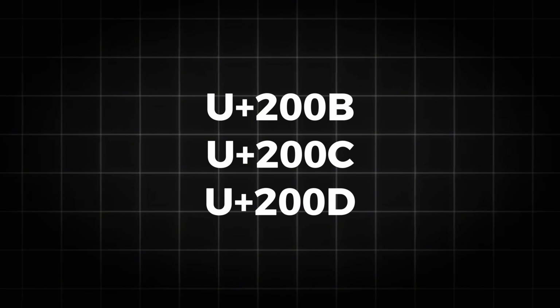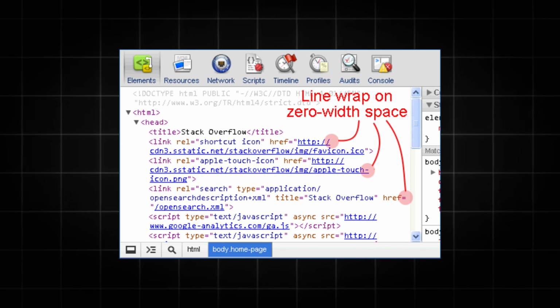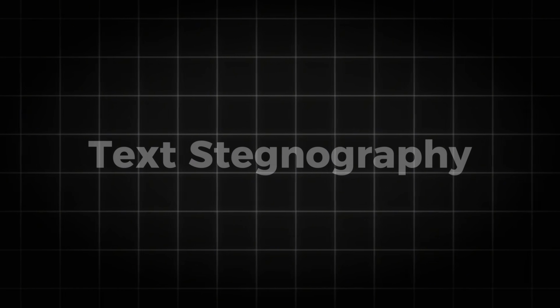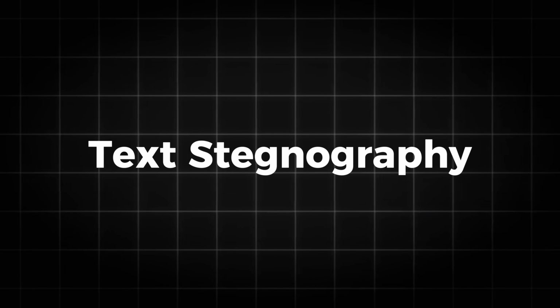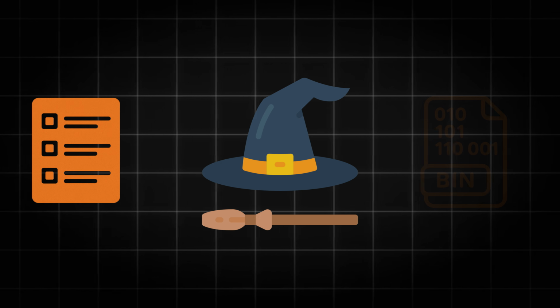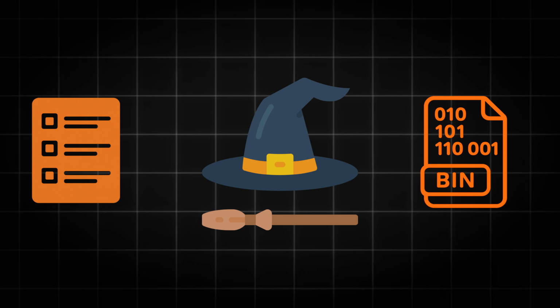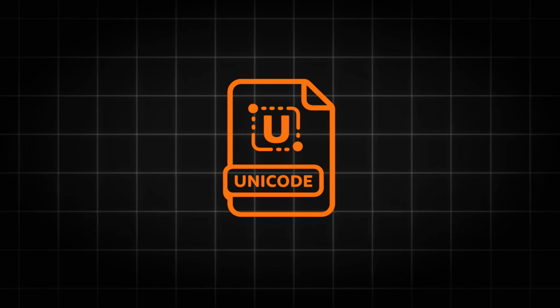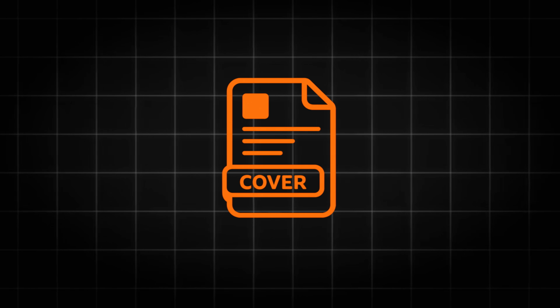You cannot see them. They do not appear in text editors. They do not show up when you print. But they exist in the underlying data. Text steganography exploits these invisible characters. The technique converts your secret message into binary data, then represents that binary data as a sequence of invisible Unicode characters. These invisible characters are then embedded into your cover text, the normal-looking message everyone can see.